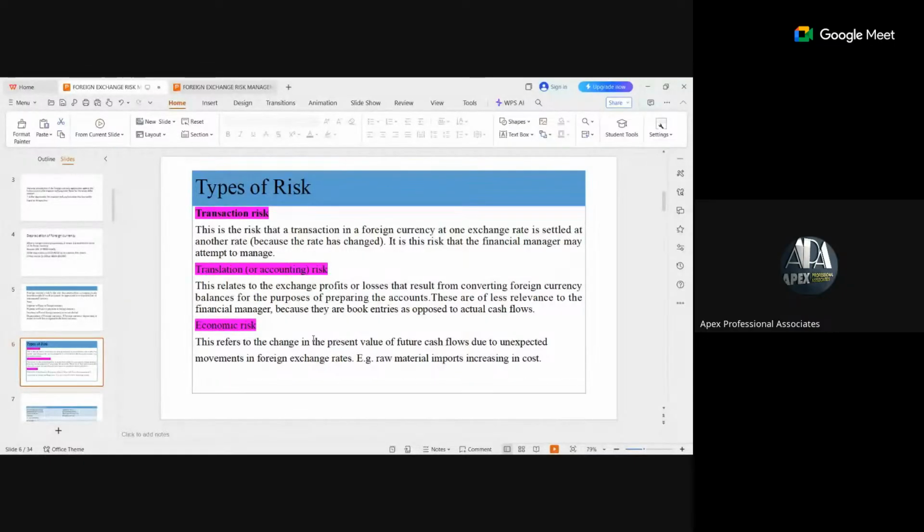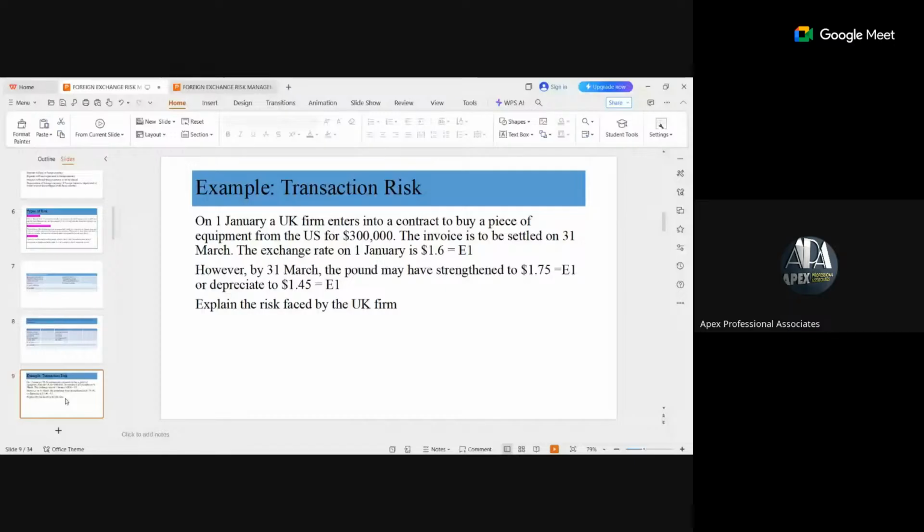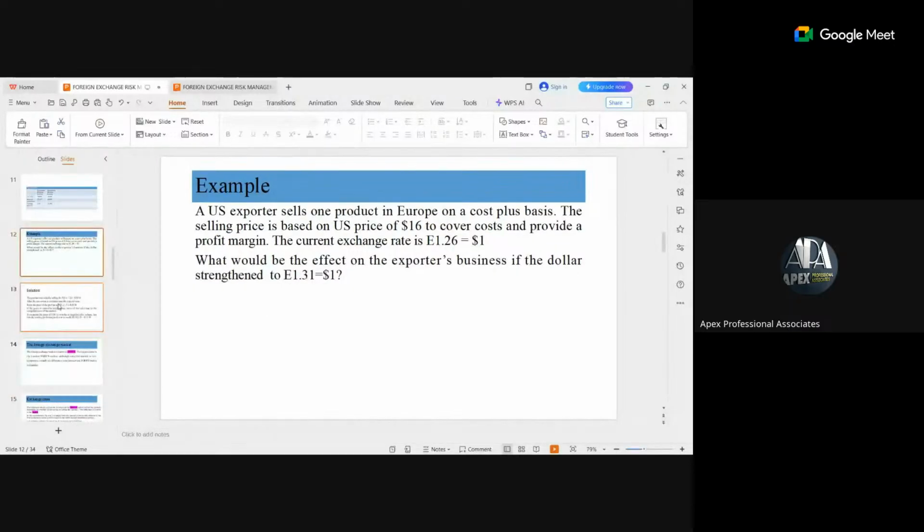For example, a Nigerian company might use raw materials priced in dollars, but export its products to European countries. A depreciation of naira against the dollar or an appreciation of sterling against euro will both erode the competitiveness of the company. It should be noted that economic exposure may be difficult to avoid, although diversification of the supplier and customer base across different countries will reduce this kind of exposure to risk. So economic risk refers to the change in the present value of future cash flows due to unexpected movements in foreign exchange rates. I also have an example in relation to this.